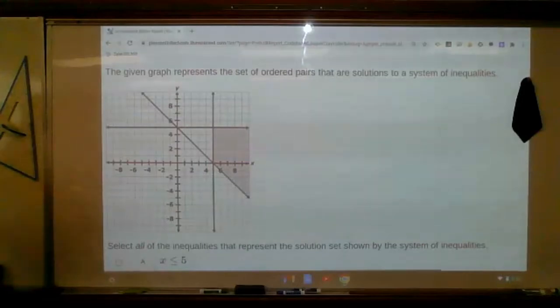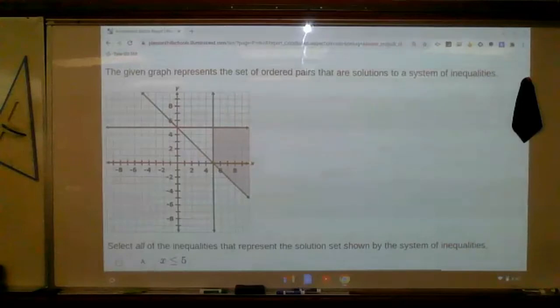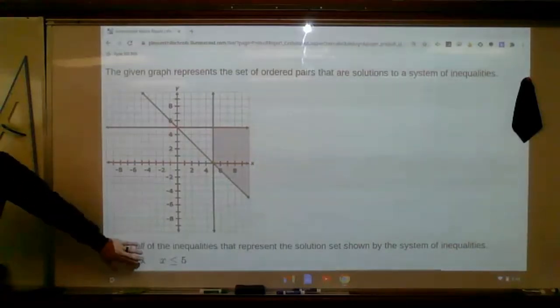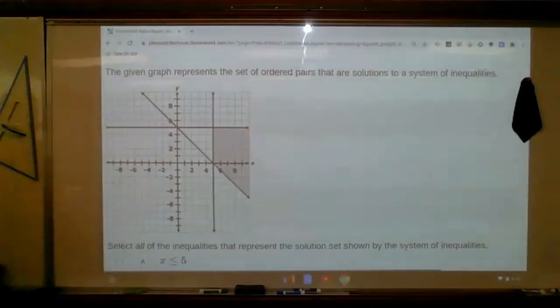So this question says, this given graph represents the set of ordered pairs that are solutions to a system of inequalities. And then it says select all the inequalities. I'm not worried about this. I'm only worried about this. Where are the solutions to this system of inequalities? What am I looking for when it talks about solutions to a system of inequalities?